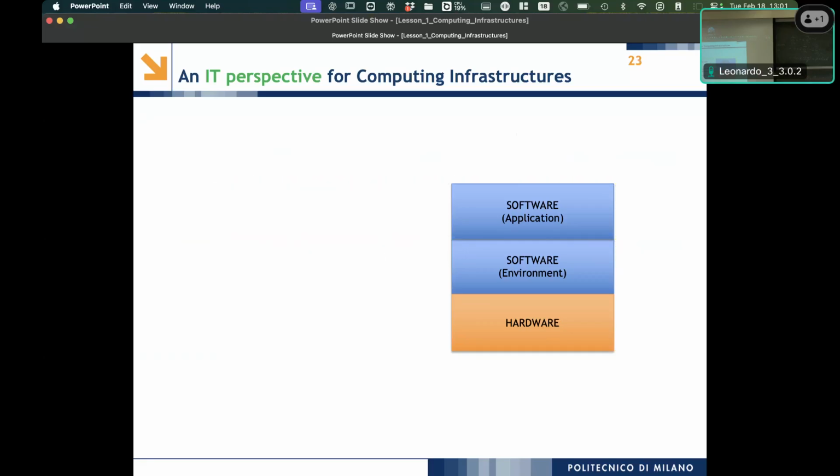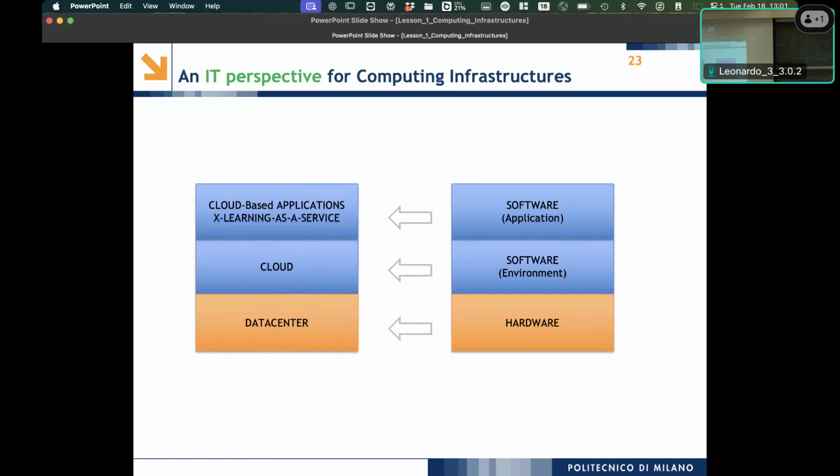And in particular, for the hardware part, we will focus on the data center. And for the software layer, we will take a look at cloud technology and virtualization technology. As an example of software, we will consider a cloud-based machine learning service solution, because again, it's growing fast, so it's good to devote the last class to machine learning as a service.